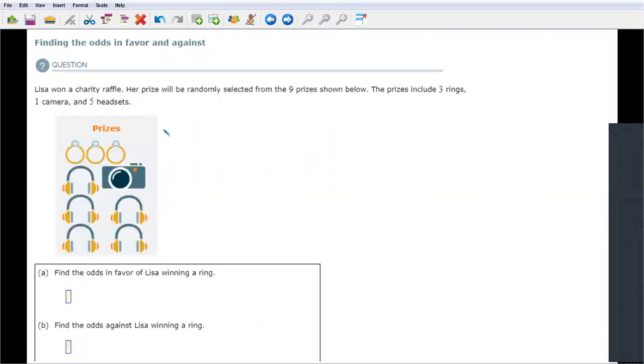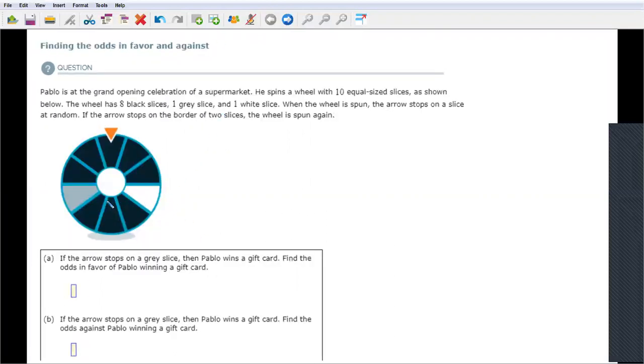So if you take a look at this wheel here, we're going to find the odds of Pablo winning a gift card. And how he wins a gift card is if the arrow stops on a gray slice, then he'll win a gift card. So taking a look at our possibilities here, we've got 1, 2, 3, 4, 5, 6, 7, 8 black slices, 1 gray one, and 1 white one.